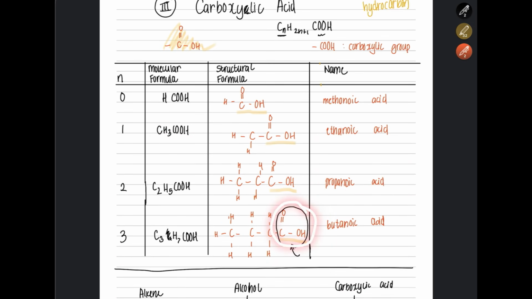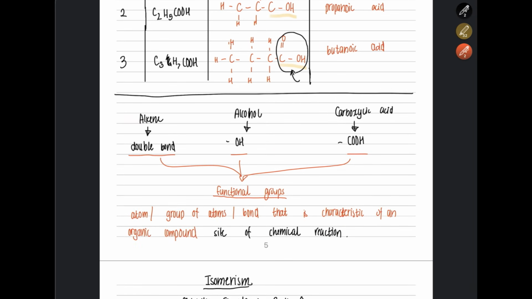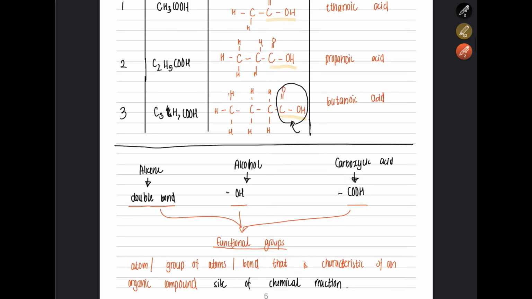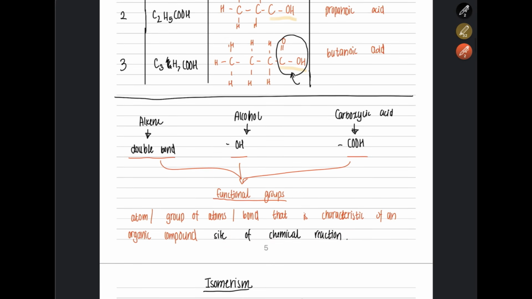This is the carboxylic group. Now, if you notice, alkene has a functional group of double bond. Alcohol has a functional group of OH, hydroxyl group, and carboxylic acid has a functional group of carboxylic group, this one. These are known as functional groups, which is basically an atom, group of atoms, or a bond that is characteristic of an organic compound. It is also the site of chemical reaction. That means when chemical reaction occurs, it occurs here.